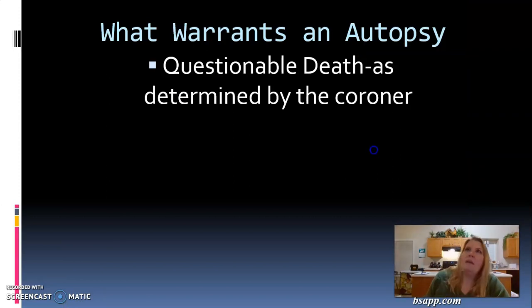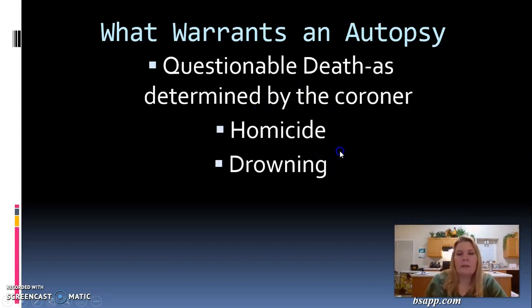Okay, what warrants an autopsy? Any kind of death that is questionable. Right? So the coroner says, we're not sure. Maybe there's some foul play going on, right? So, of course, homicides. We always investigate drownings because sometimes things look like drowning, but if there's no water in the lungs, maybe it was like a suffocation instead, right? So it can kind of look like something on the outside.